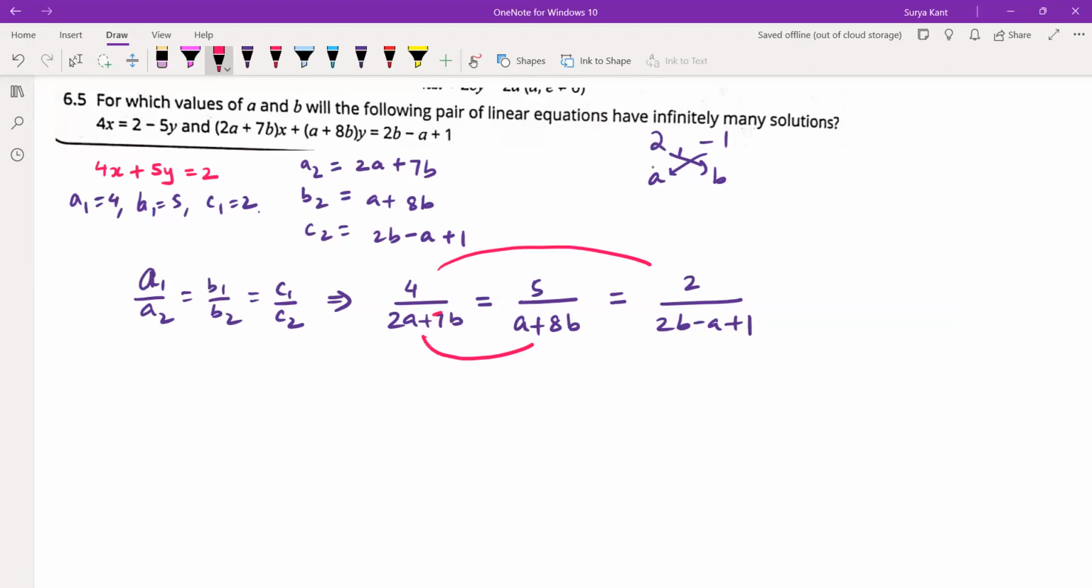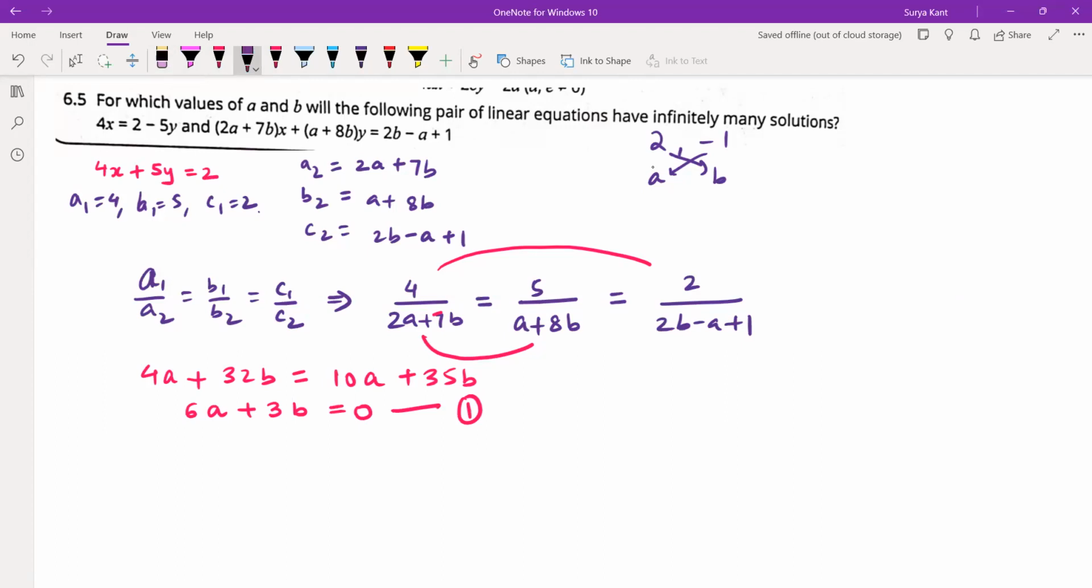If you consider first and second here, you'll get 4A plus 32B is equal to 10A plus 35B. And again, if you simplify, you'll get 6A plus 3B is equal to 0. You will get it like this. So this is the first equation if you solve first and second. We have done it correctly, right?